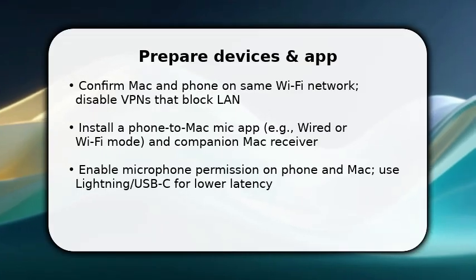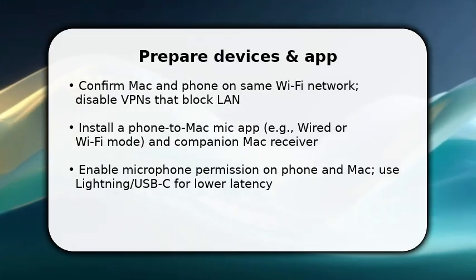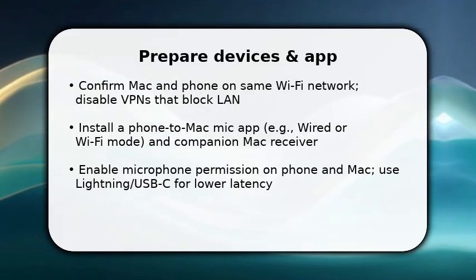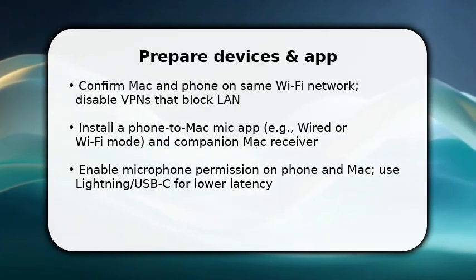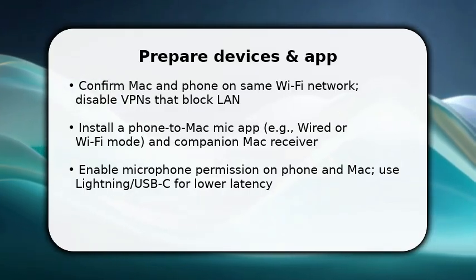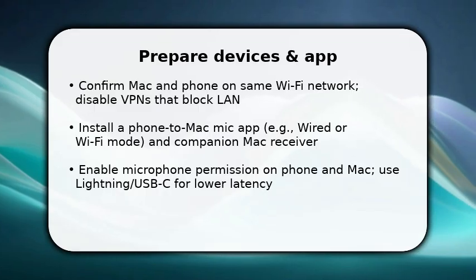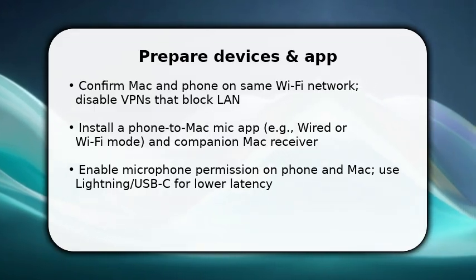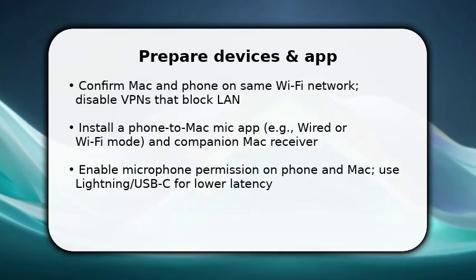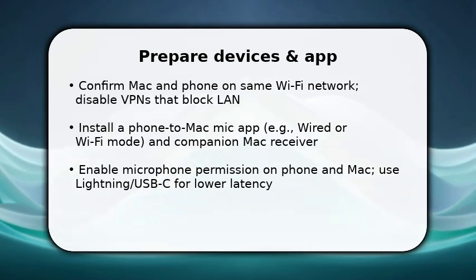You'll start by getting both devices ready and connected. Make sure your Mac and phone are on the same Wi-Fi network or plan to plug the phone in via USB for reduced latency. Install the phone mic app and the matching Mac receiver. This pairing is what forwards audio. Once installed, grant microphone access on both devices so the system can capture sound. Doing this first avoids permission errors later and ensures the audio path is open before you proceed to routing.